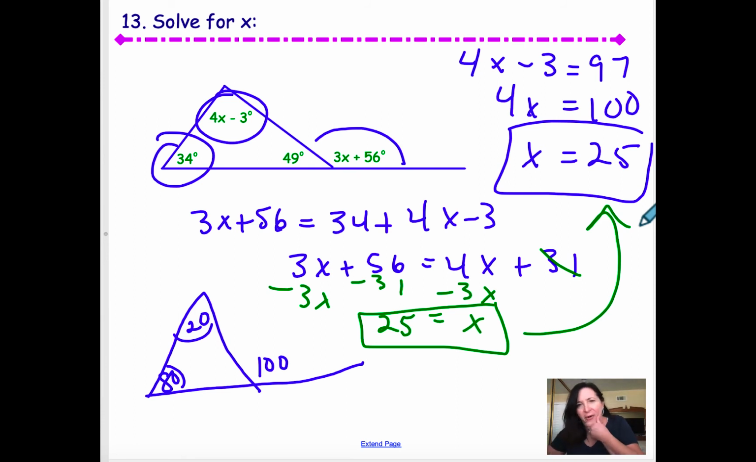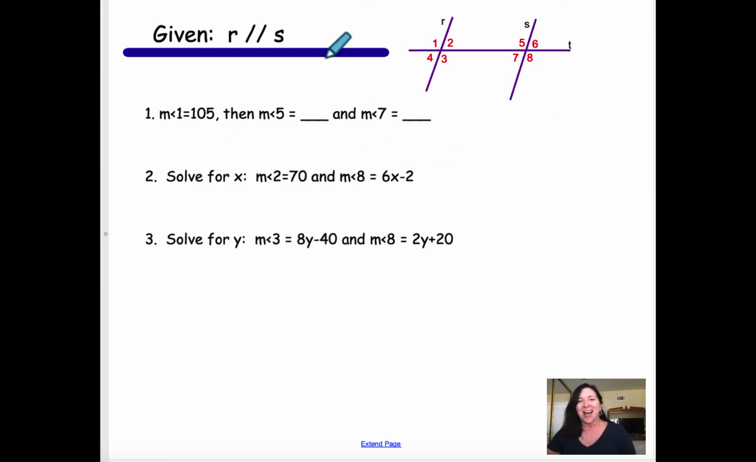So I guess if I were going to do this on the actual test, I would probably not give you this angle here, because then you would have to know that this angle here is equal to that plus that. Glad I caught that.